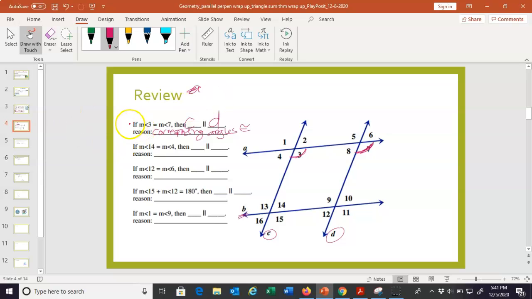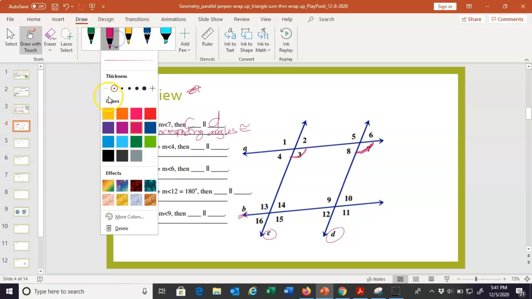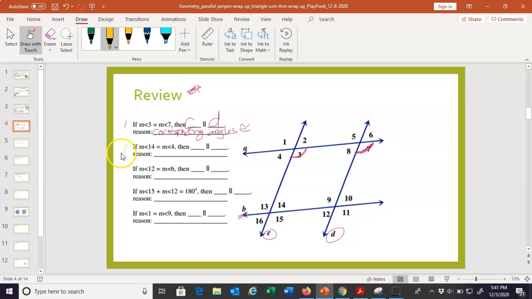All right, let's look at the next one, number 2. I'm going to get a different color so we can start matching this up, because I'm sure we're going to have lots of angles here once we get done with this. So angle 14 and angle 4. Aha. So again, these two angles have nothing to do with line D at all. They're not touching line D whatsoever. So the two lines that they are touching are line A and line B. So the yellow angles are touching those two lines. So those are the two lines that are parallel.